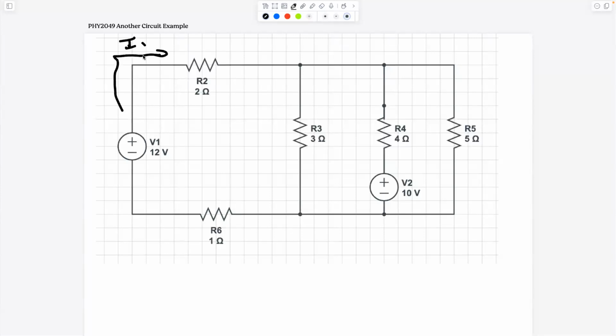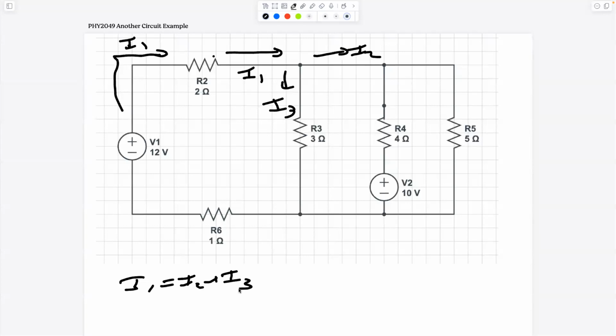Okay, so I'm going to assume we've got I1 flowing out of the big battery. And that's still I1 here. That's going to split. We've got to use our junction rule here. So I2 and I3 are going to come out of I1. So that's my first equation. I1 will be I2 plus I3.